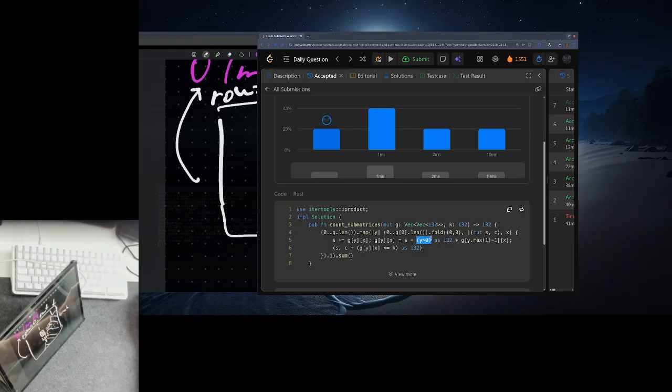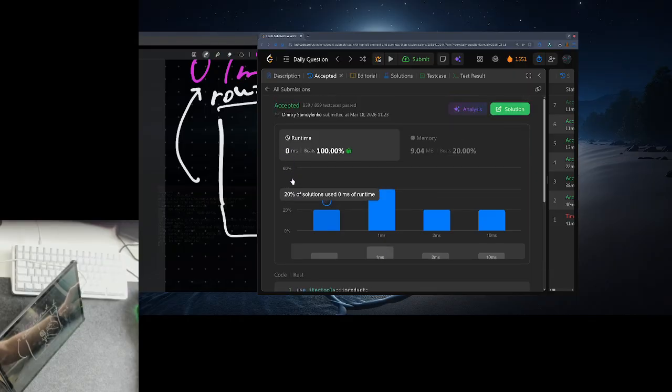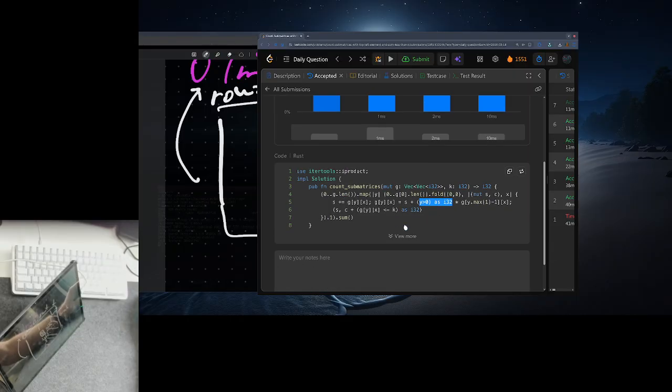Also I use this Boolean operation as i32, so as to not write an if, but it is the same. And it's also 0 milliseconds time.